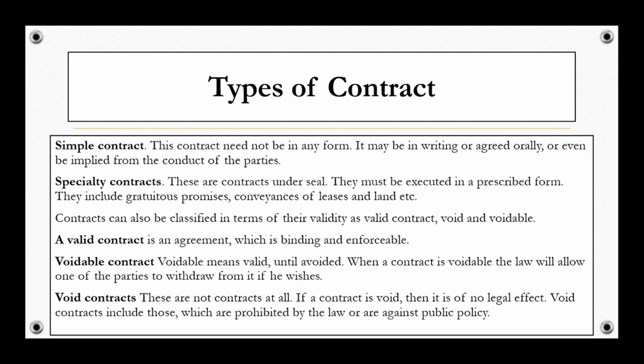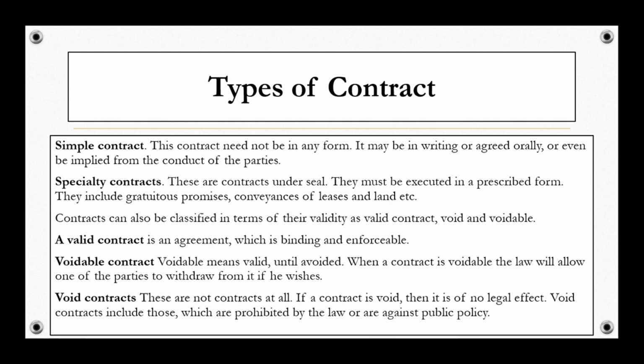So this contract need not be in any form. It may be in writing or agreed orally, or even be implied from the conduct of the parties. So this contract can be written, it can be spoken, or implied by actions. For example, buying goods from a shop, you pay and the seller gives you the item. So that is a simple contract.